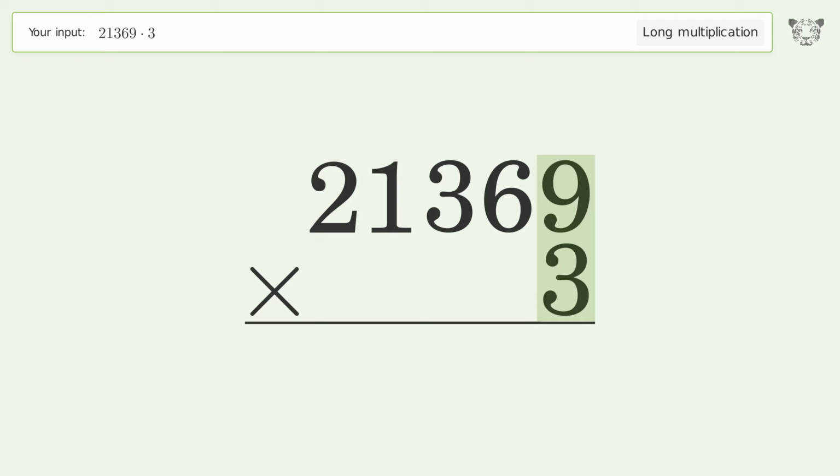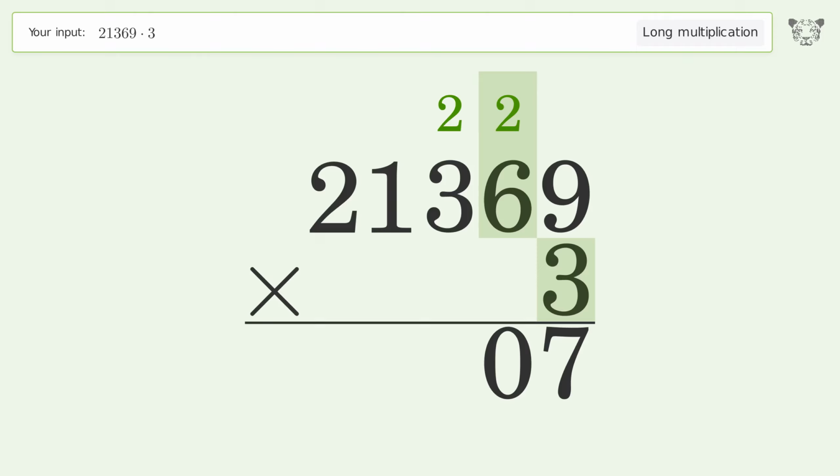9 times 3 equals 27. Because the result is greater than 9, carry the 2 to the tens place. 2 plus 6 times 3 equals 20. Because the result is greater than 9, carry the 2 to the hundreds place.